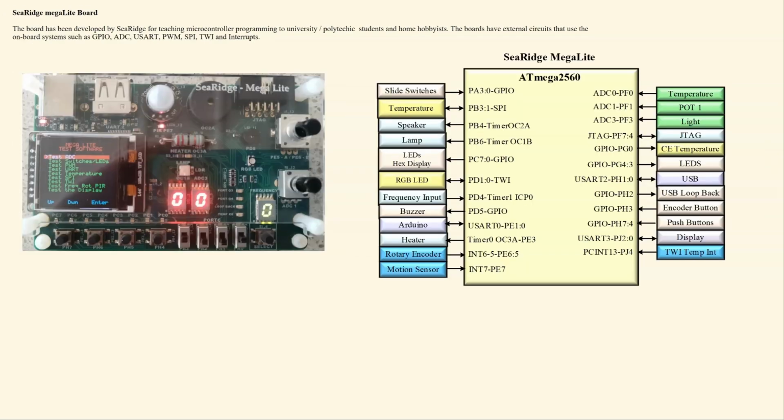A smaller version of the seaRidge Mega Pro board is the Mega Lite board. This just has less external systems. We still have the color display, the switches and buttons, the hex display drivers, frequency generator, 1 variable resistor, an encoder. We have buses, PIR sensors, and the USART. But we don't have the same features. For instance, we don't have the servo motor, and we don't have the fan that the Mega Pro board has. It's still a useful board to have.